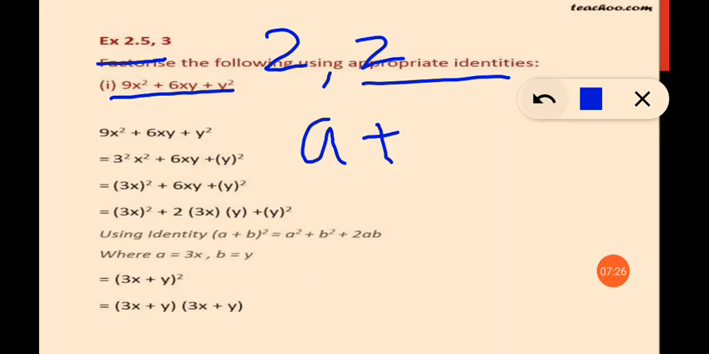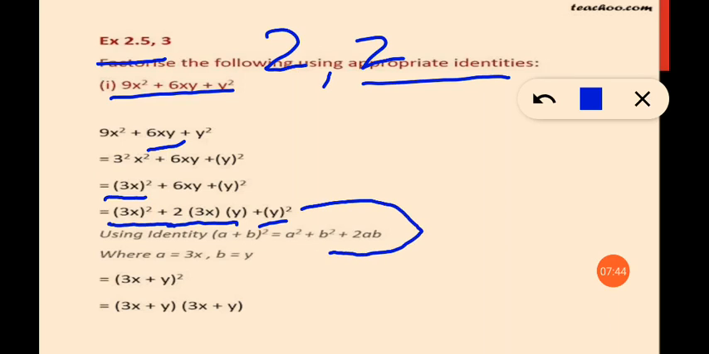Now let's see how to convert. 9x square can be written as (3x) whole square. 6xy can be written as 2 into 3x into y, and y square is y square as it is. So from here, while comparing with this, we get a is equal to 3x and b is equal to y. So it is equal to (3x plus y) whole square, or (3x plus y) into (3x plus y) as its factors.